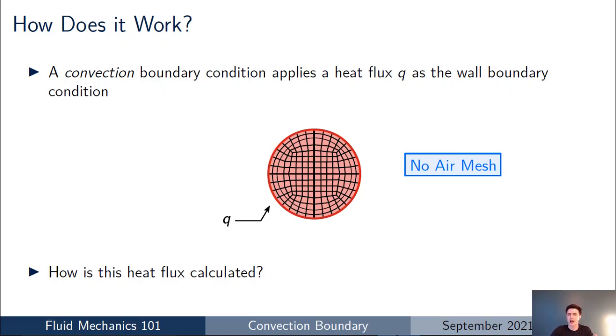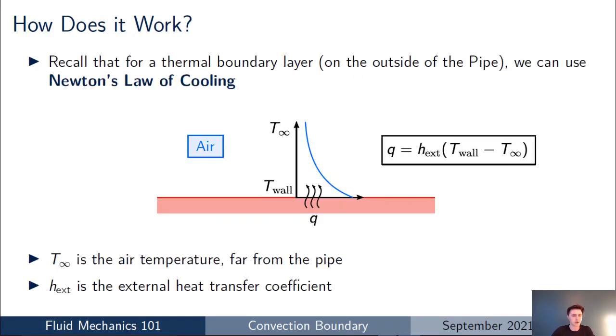And the question is, how is that heat flux calculated? In some way it needs to be consistent and representative of those flow structures, the natural convection plume that we've got developing on the outside of our pipe. The way the CFD code does it is by using Newton's law of cooling. And just a quick reminder for you of what Newton's law of cooling is and how it works.